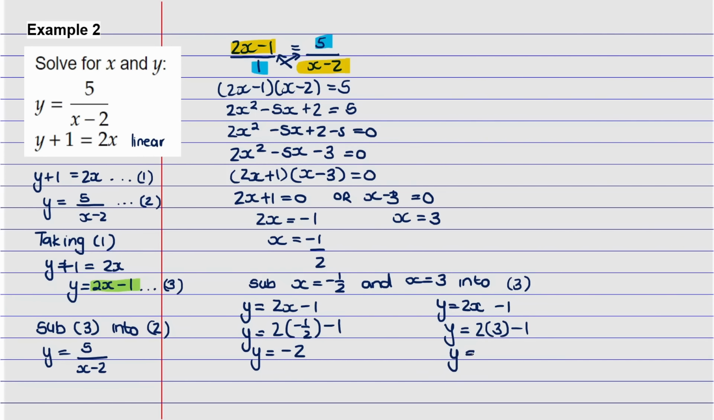Therefore, y is going to be equal to what? When you say 2 multiplied by 3 minus 1, you're going to get 5. So y here is going to be equal to 5. So your final answers are going to be the following.